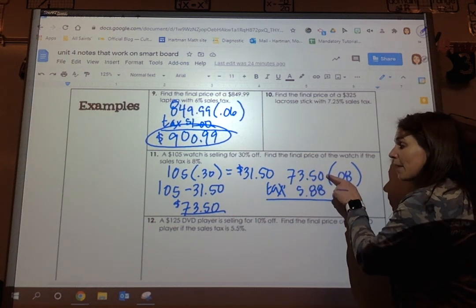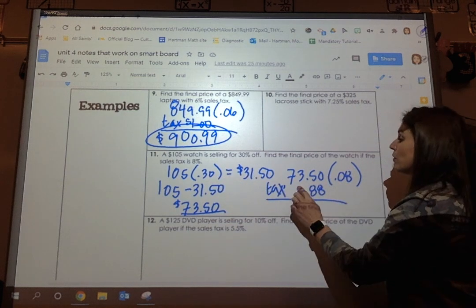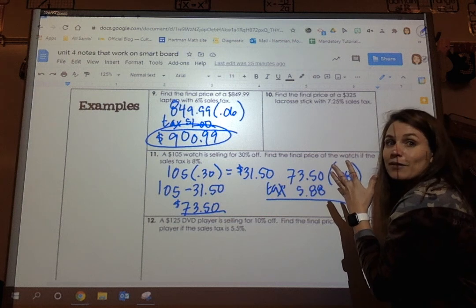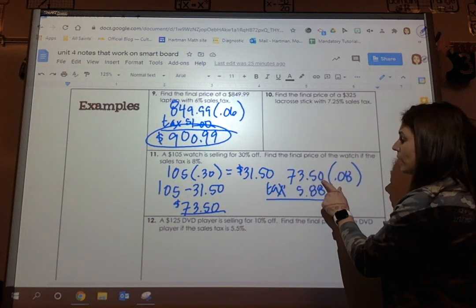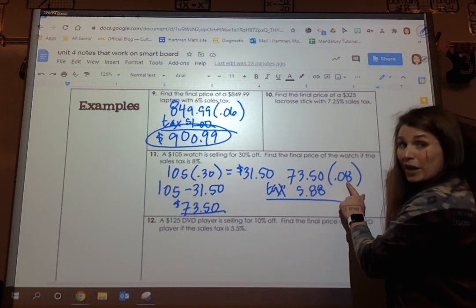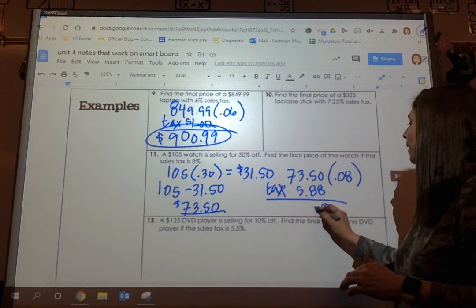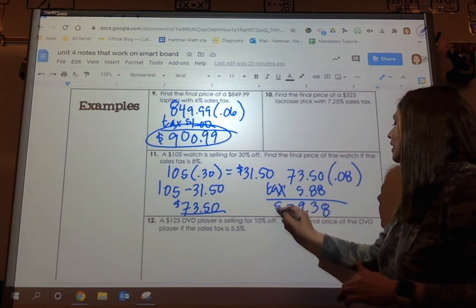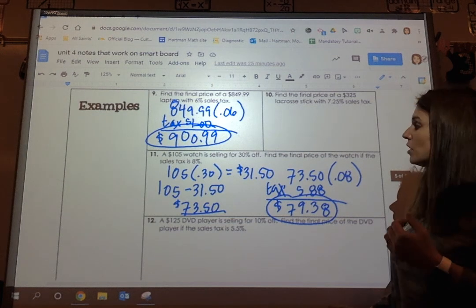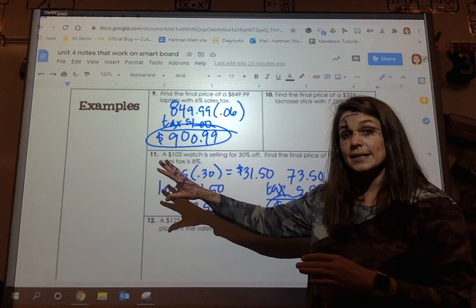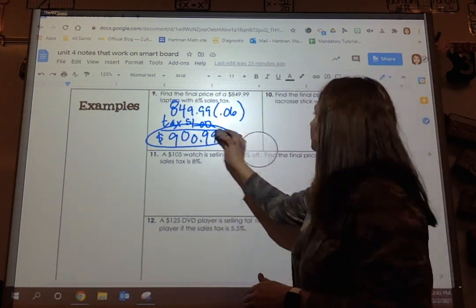So now I take the price that I get it for, remember 30% off 105, and so now the watch is on sale, so it's $73.50, but when I go to the register, I still have to pay tax on this amount. And the tax is 8%, that's why I change it to 0.08, which is $5.88. And so now the total price that I'm going to pay as I walk out the door is $79.38. Okay? So it's a two-step problem. You got a discount, and then you have to find the tax on that.